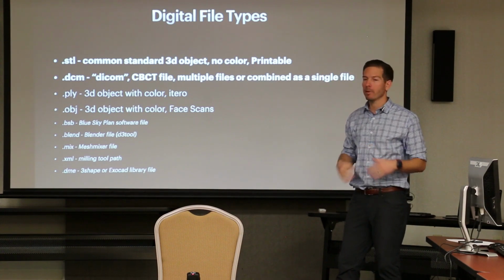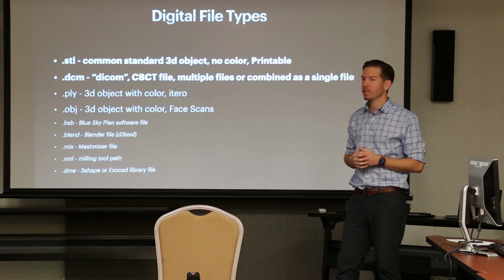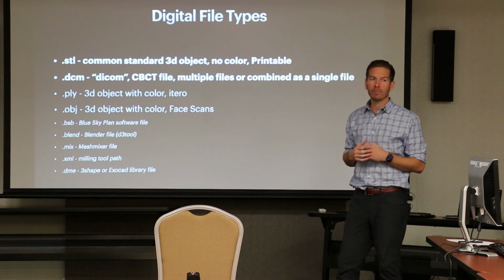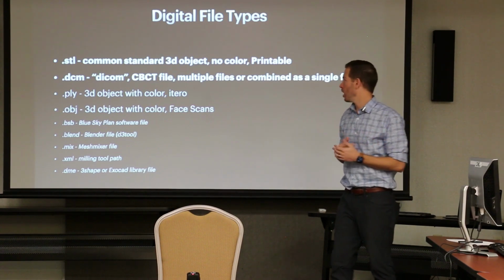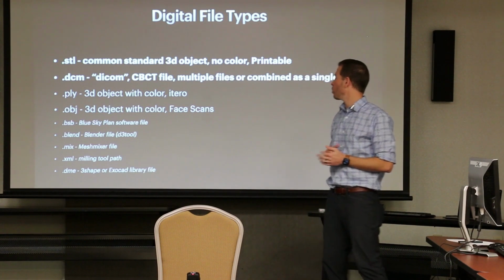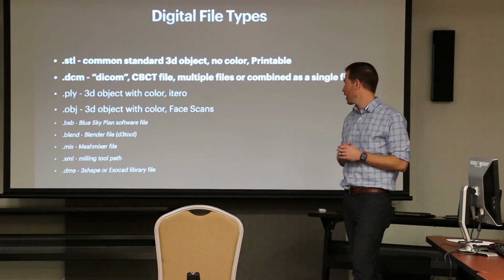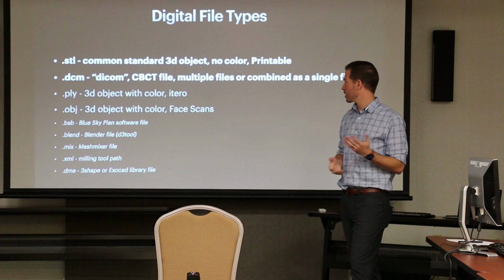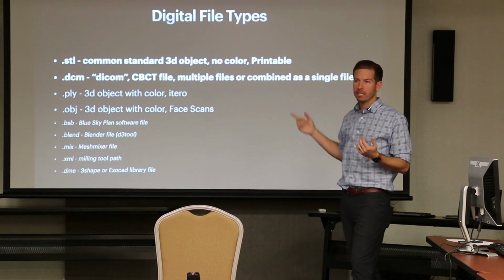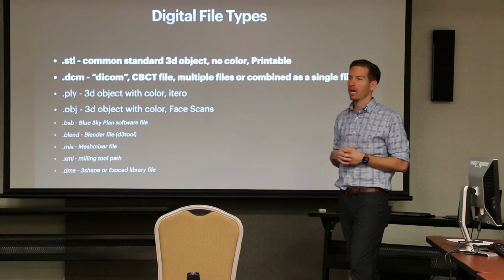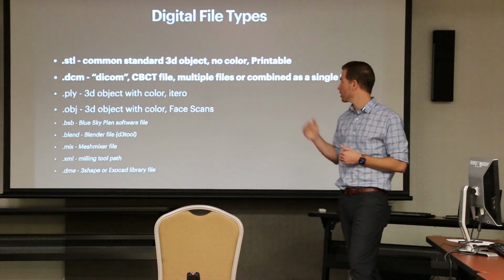.stl is just a little bit more universal. Most of the stuff we're doing, you don't need color, so I'm usually exporting as STL. But you can do PLY if you want color on your 3D models. And then OBJ, same thing. It's color, it's 3D. That's usually what the face scans come in, an OBJ file. Those are just other file types. Again, STL and DICOM are the two you want to remember.